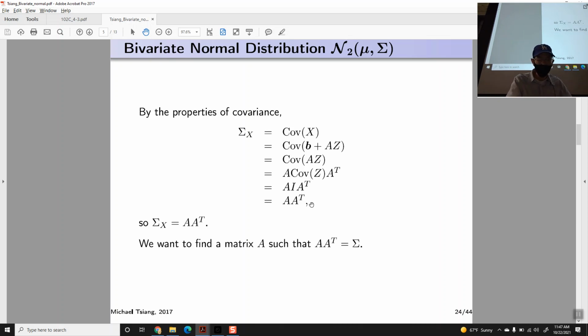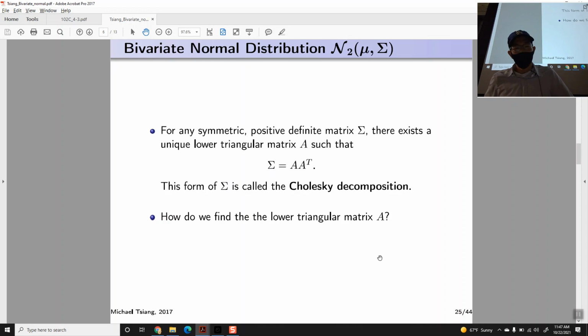So we want to find some matrix A such that AA transpose is equal to the desired matrix sigma. Does this look familiar? AA transpose equals some matrix sigma. This is what we call the Cholesky decomposition.